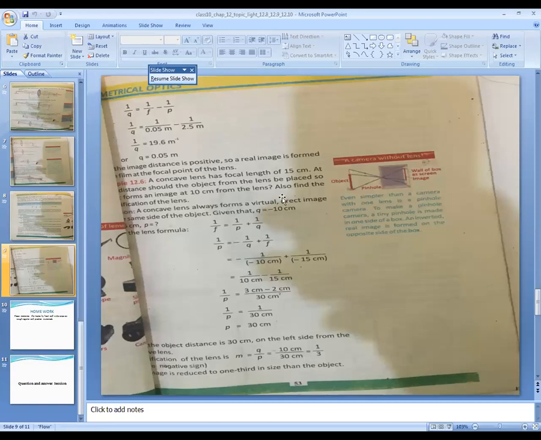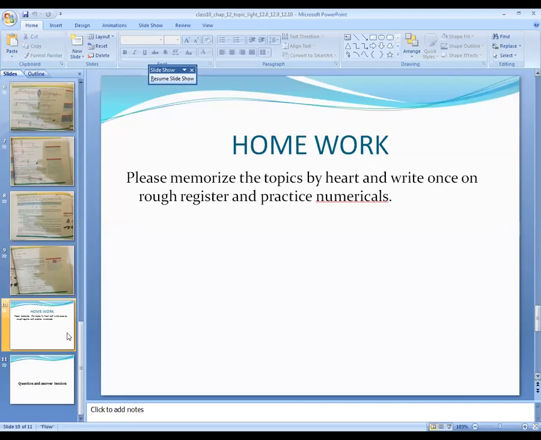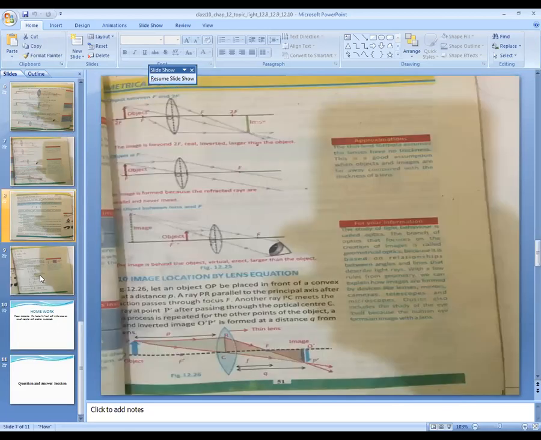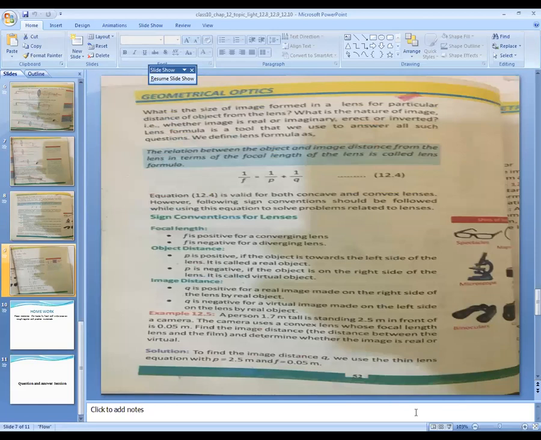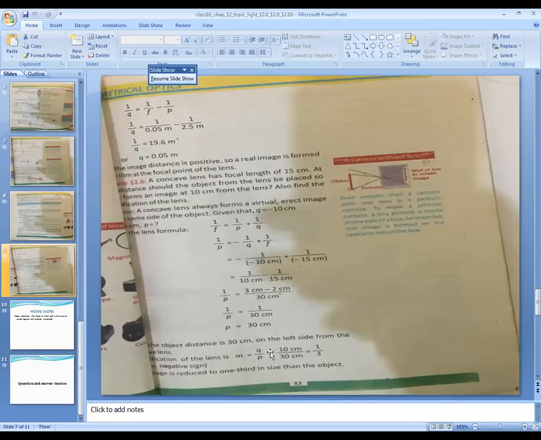In this numerical, we want to find out the object distance, which is P, and the magnification. The formula for magnification of the lens is M is equal to Q by P. Just putting Q is 10, and P we just found is 30 centimeter. If you put 10 divided by 30, we get 1 by 3.